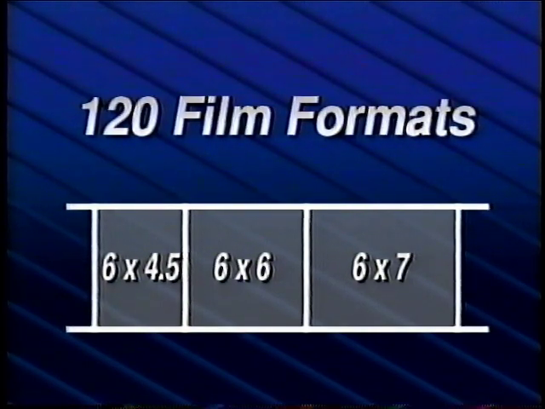And then we have 6 by 7, which extends the length, but the width always stays 6 centimeters, which is what 120 film is. There's 6 by 7, there's 6 by 9, there are several super wides, a number of formats, all called medium formats, which use 120 roll film.